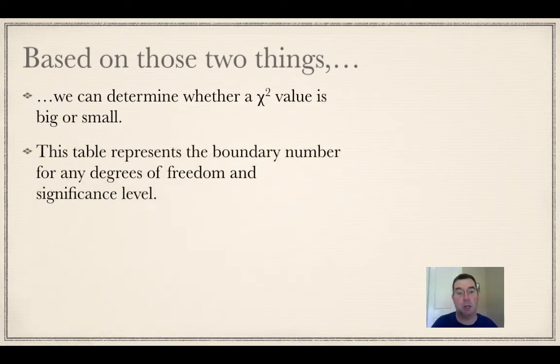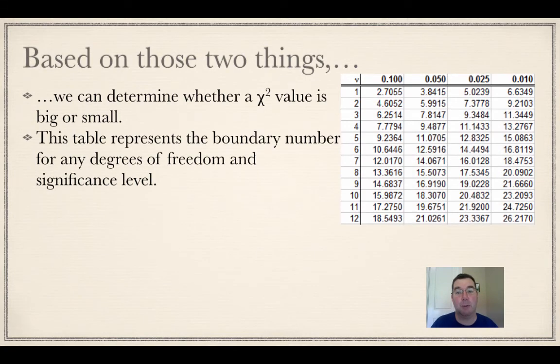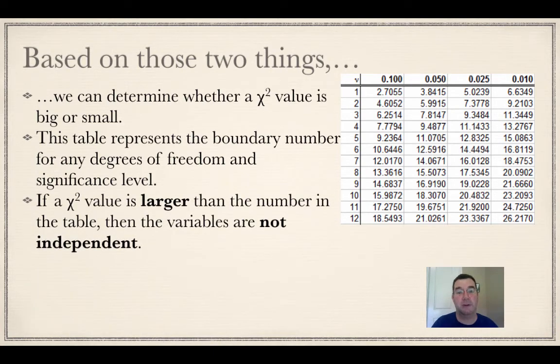Based on those two things, degrees of freedom and significance level, we can determine whether a chi-squared value is big or small. And so we have this table, and along the left you see the degrees of freedom from 1 to 12, and along the top we see significance levels from 10% to 5% to 2.5% to 1%. All you do is you line up the degrees of freedom that you have with the significance level that you want, and that's where your chi-squared has to be.